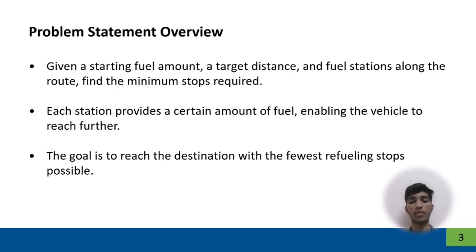Each station provides a certain amount of fuel, enabling the vehicle to reach further. The goal is to reach the destination with the fewest refueling stops possible. The statement is simple. We are given a starting fuel, a target distance, a list of fuel stations, each with their location and fuel amount. Our goal is to find the minimum number of refueling stops required to reach the destination. If reaching the target is impossible, the algorithm should return -1.